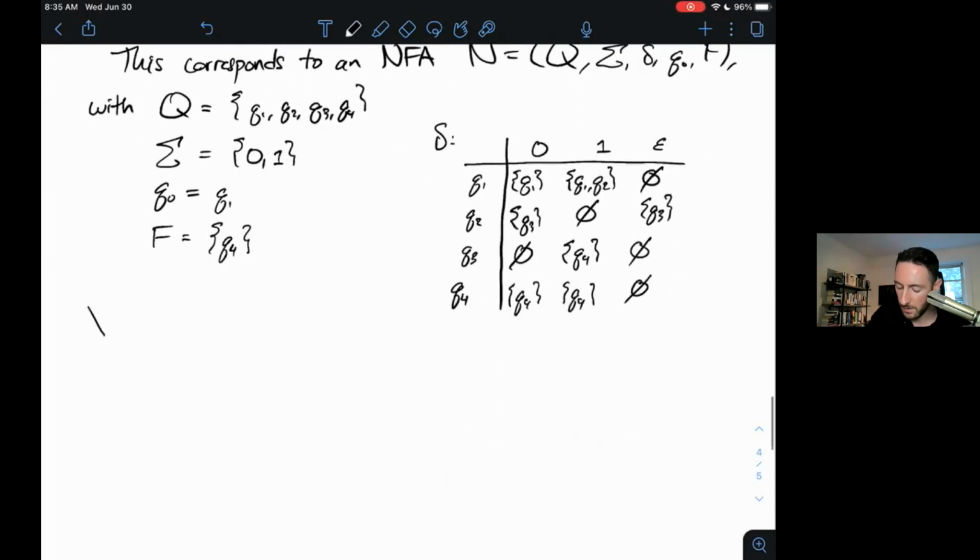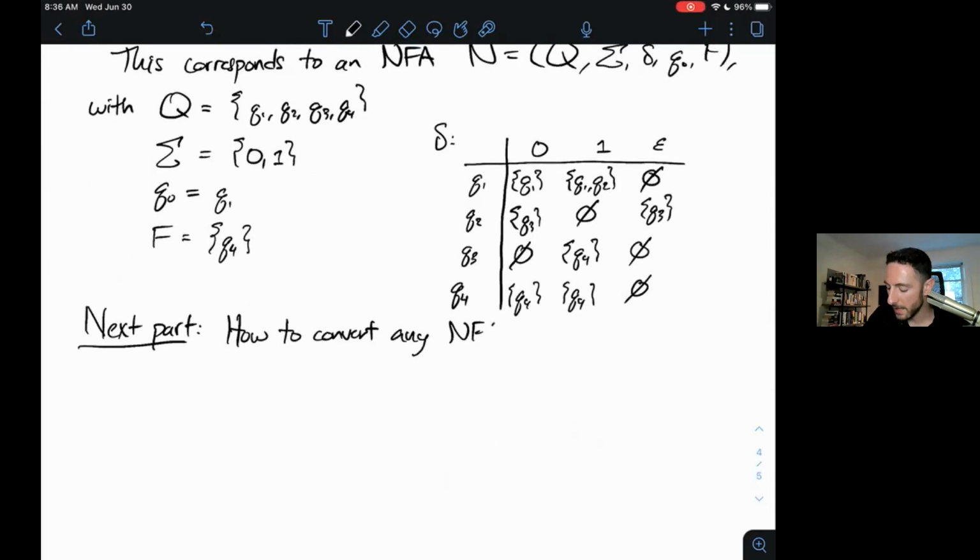So that's all for this part. In the next part, we will show you how to convert any NFA to a DFA, thereby showing that with DFAs, we can technically recognize all the same languages we can with NFAs.